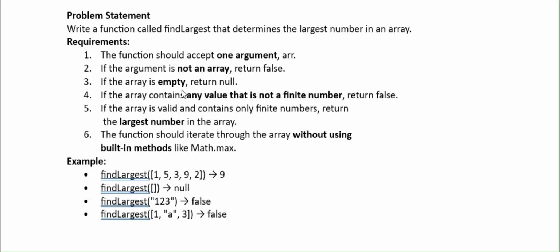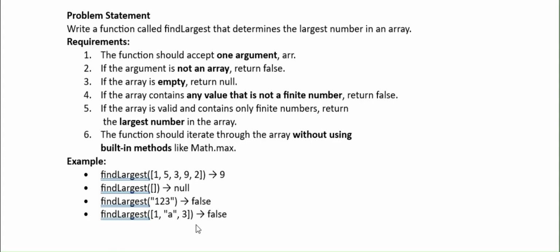If an array is empty, it should return null. If the array contains any value that is not a finite number, then it should return false. If the array is valid and contains only finite numbers, it returns the largest number in the array. The function should iterate through the array without using built-in methods. We should not use any built-in methods.